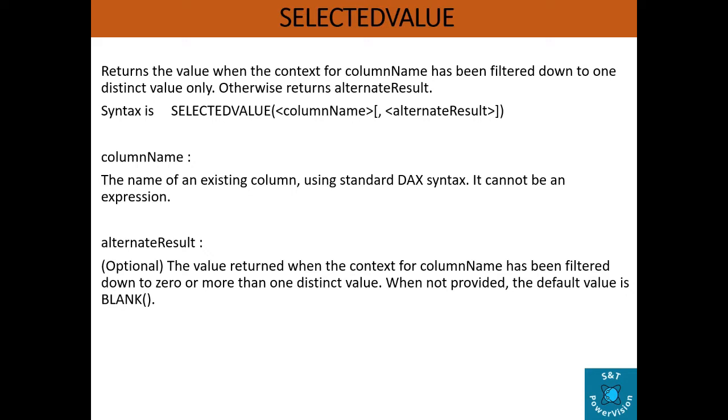Column name is the name of an existing column using the standard DAX syntax. It cannot be an expression. And what is the alternate result? That is optional only. It is the value returned when the context for column name has been filtered down to zero or more than one distinct value. When not provided, the default value is blank. So now we'll see it with an example.